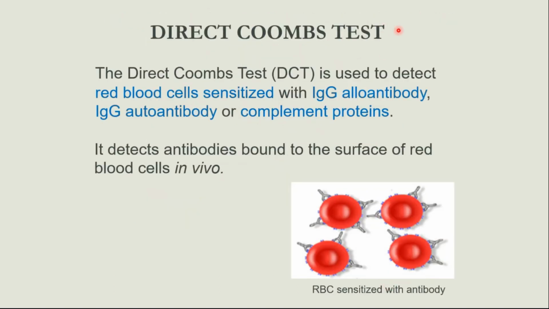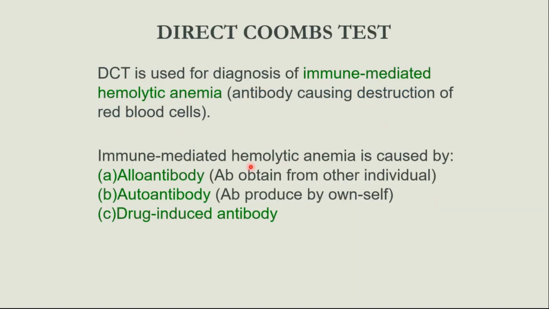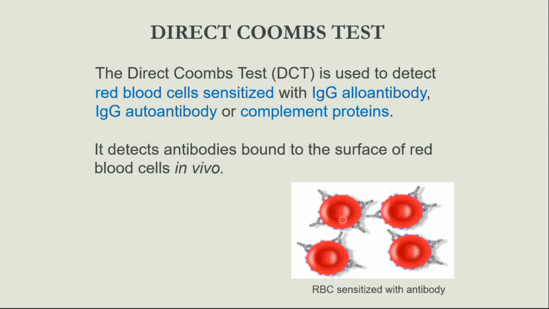Okay, and now we move to the direct Coombs test. What is it? It is used to detect red blood cells sensitized with IgG alloantibody, IgG autoantibody, or complement proteins. It detects the antibodies bound to the surface of red blood cells in vivo. Sensitized like this, there is no clumping. The IgG antibody is complementary to the antigen, but no agglutination occurred, only sensitization.